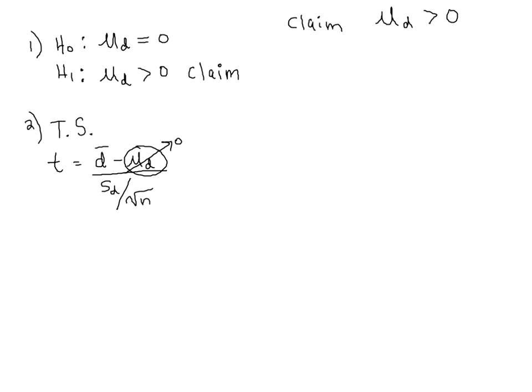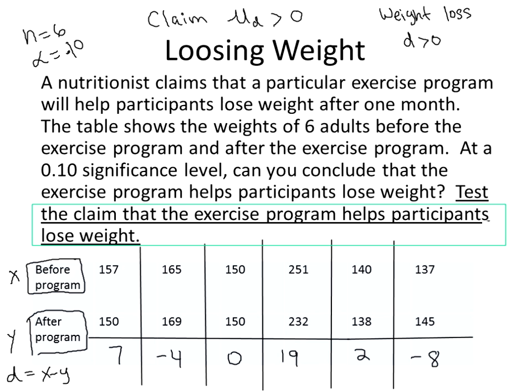To calculate our test statistic, we are going to need the mean of our differences and the standard deviation of our differences. Now the differences here are at the bottom. We just calculated our differences from the before and the after data. So if we have a list of data values, how do I calculate the mean of those data values? What would I do to calculate the mean of my differences?